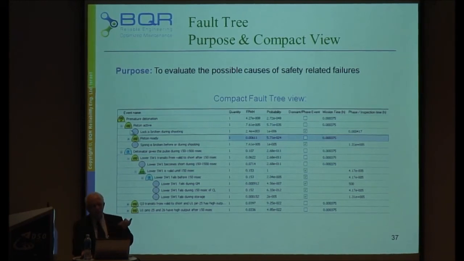So this is a complex hierarchy of failures and combinations of failures. And at the end, we have a probability of 2.7 times 10 to the minus 48 that this will happen. So we can say, okay, this is a very low probability, and we can be happy because the product is safe in this case.